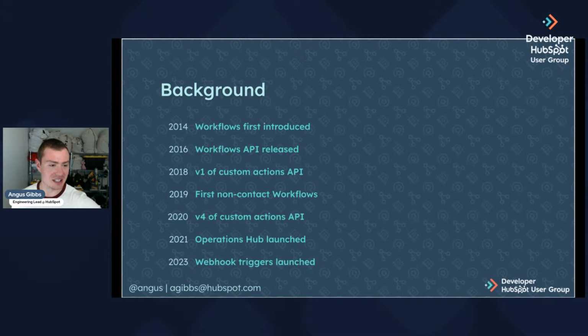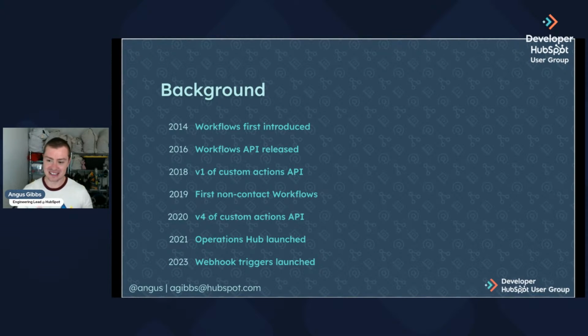Cool. Before I actually talk about the future, I thought it might be interesting to get a little bit of background on the history of automation at HubSpot. Back in 2014 is when the Workflows app was first introduced at HubSpot. Somewhere around 2016, I can get the exact date, was when we released our first public API. 2018 was when we released the first custom actions API.